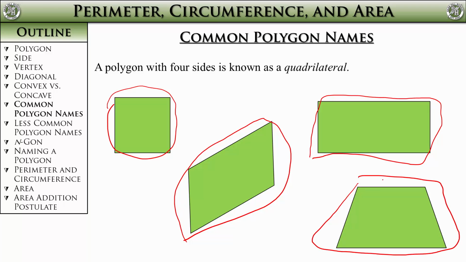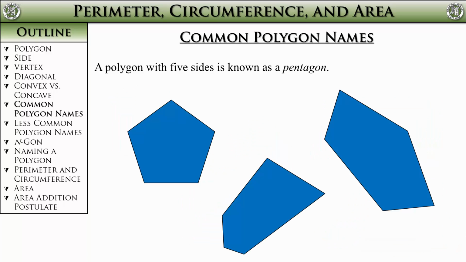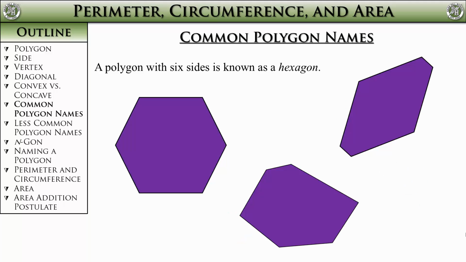Those are all specific names for specific types of quadrilaterals, and we will cover each of those special quadrilaterals later. But the term quadrilateral works for any of them. A polygon with 5 sides is known as a pentagon. A polygon with 6 sides is known as a hexagon.